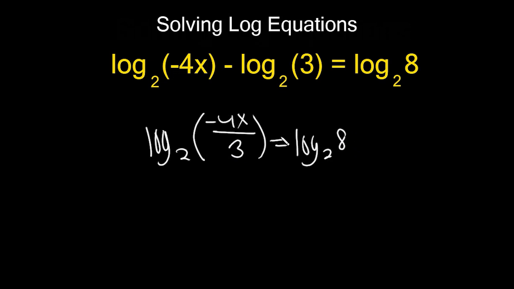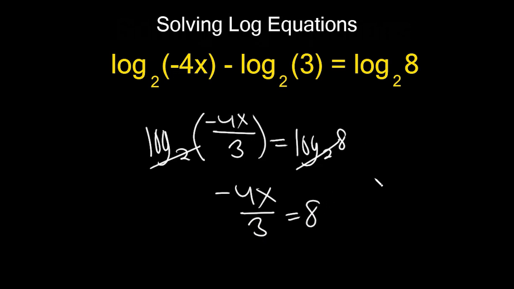Now, we don't need to use the inverse property here, where I make a base of 2 and cancel out the logarithms. I don't have to do that, because actually I have the one-to-one property here. The one-to-one property simply means if you have a logarithm with the same base on both sides of the equal sign, like I have here and here, they will cancel each other out. So you're going to be left with negative 4x over 3 equal to 8.